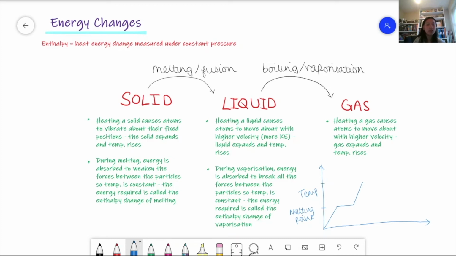And then when it reaches here, it's reached its boiling point. And the temperature becomes constant again. And then, so now it's a gas. And then the temperature continues to rise once you heat it up again. So here, this is all solid. And here, it's a liquid. And here, it's a gas.